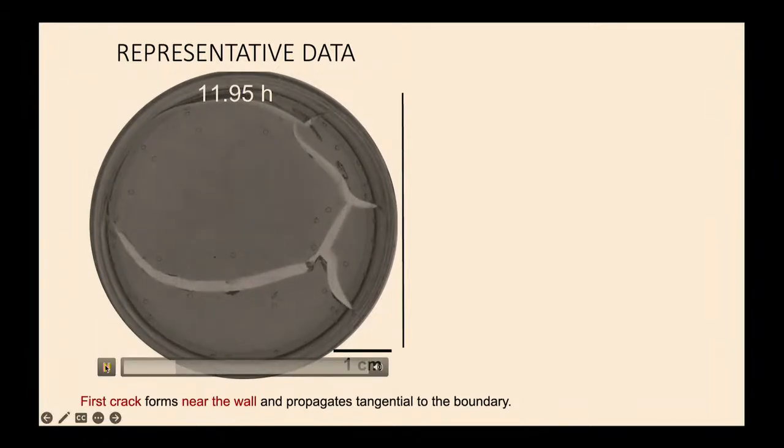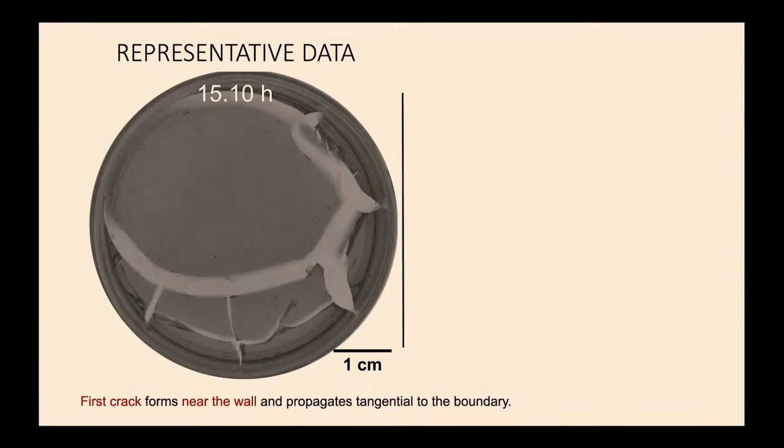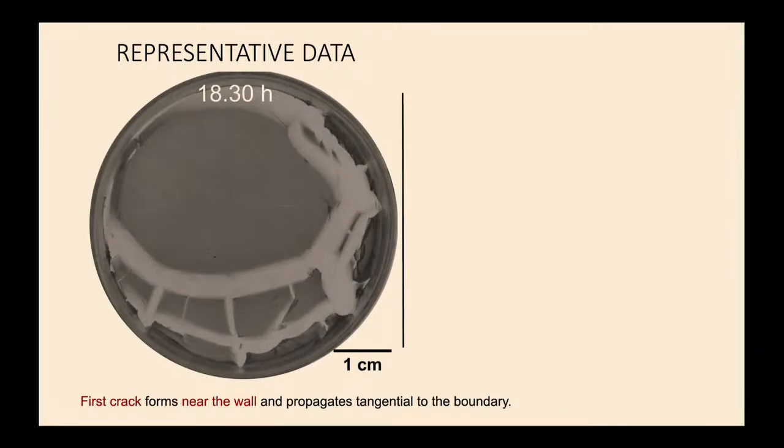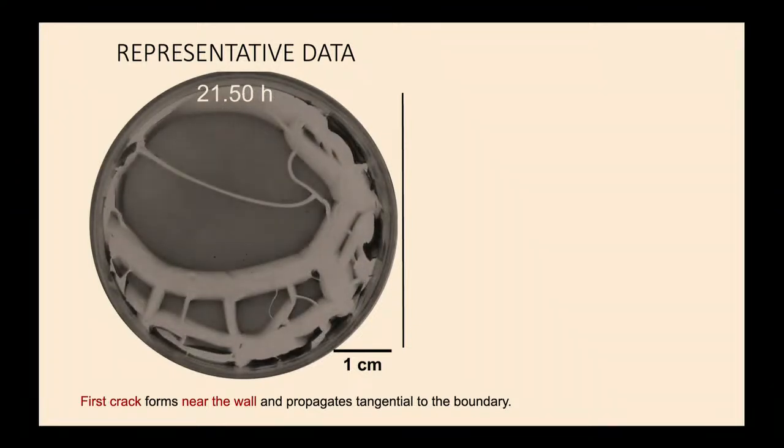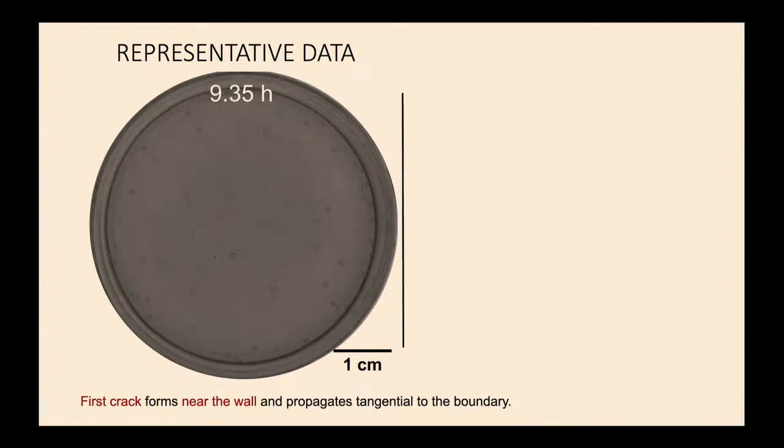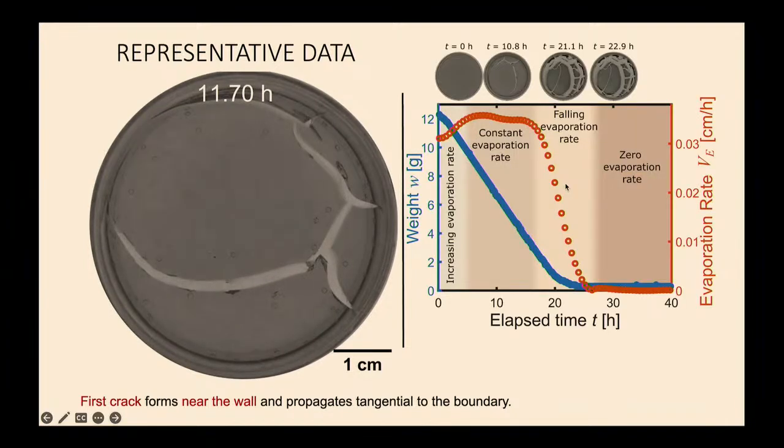So you see, this might have been a bit fast, but initially it shrinks from the sides, from the edges of the Petri dish, and after that you have these cracks that propagate tangentially to the boundary, and then you also have a few radial cracks that form. So here are our cracks.